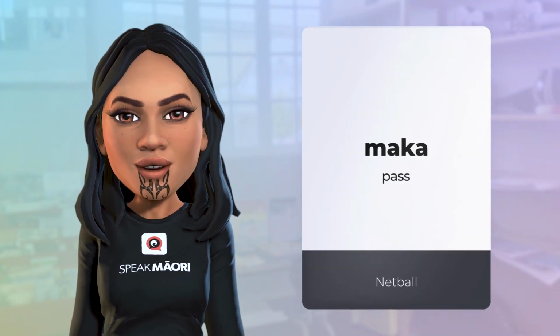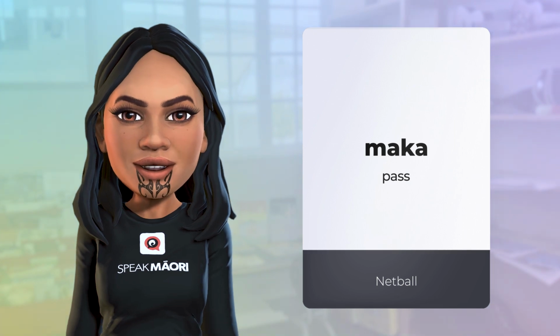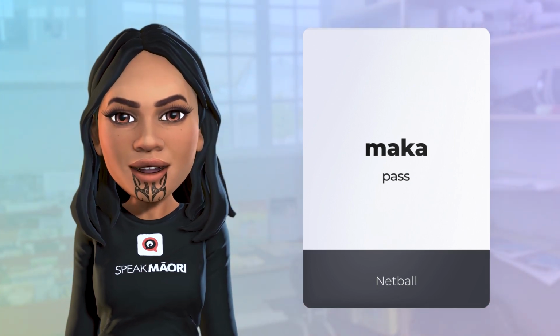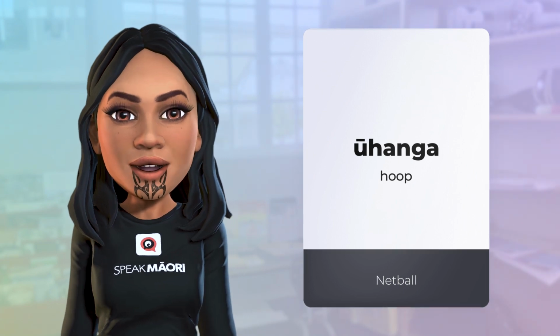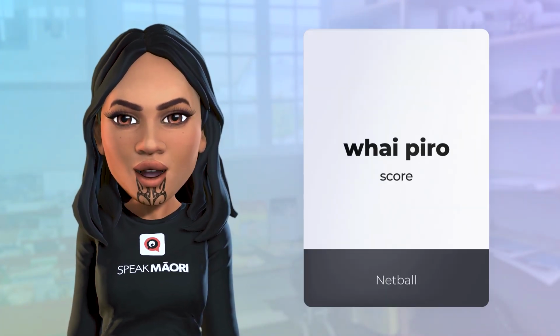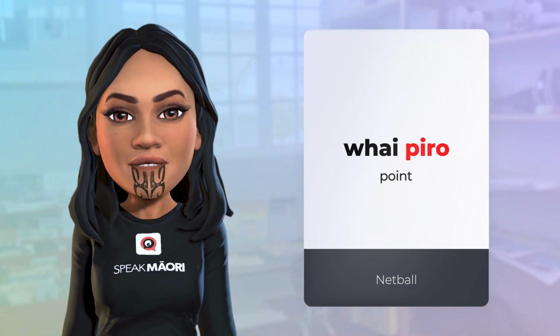The next term is maka, which means pass. This is when you pass the ball to another player. The hoop is known as a uhanga, where you can score or whai piro. Piro is the term for point.